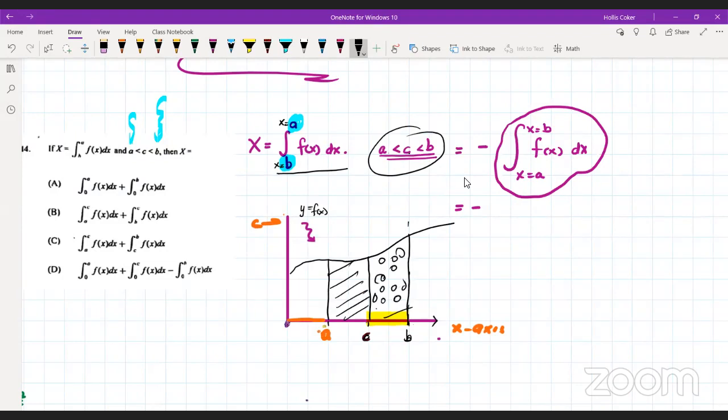Two different areas. The first area is found by integrating from x equals A to x equals C, the integral of f of x dx. And this area here is found by integrating the same function f of x dx, starting from x equals C, going up to x equals B. Now, all of that has to be negative.